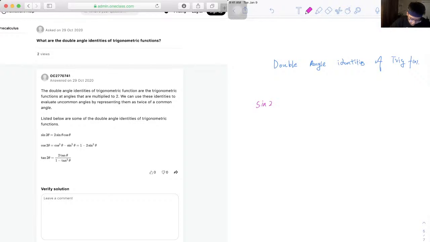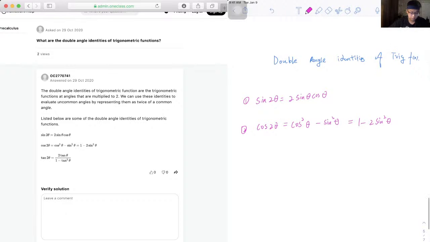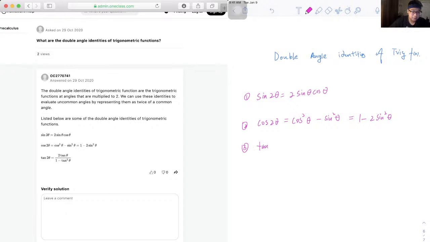So sine 2 theta is just equal to 2 sine theta cosine theta. Okay, that's the first one. And the second one will be cosine 2 theta is just equal to cosine theta squared minus sine theta squared, which is also equal to 1 minus 2 times sine theta squared. And tangent 2 theta is just equal to 2 tangent theta over 1 minus tangent theta squared. Okay.